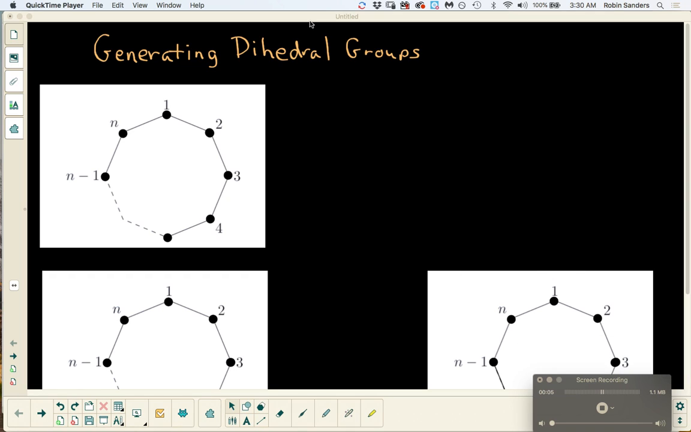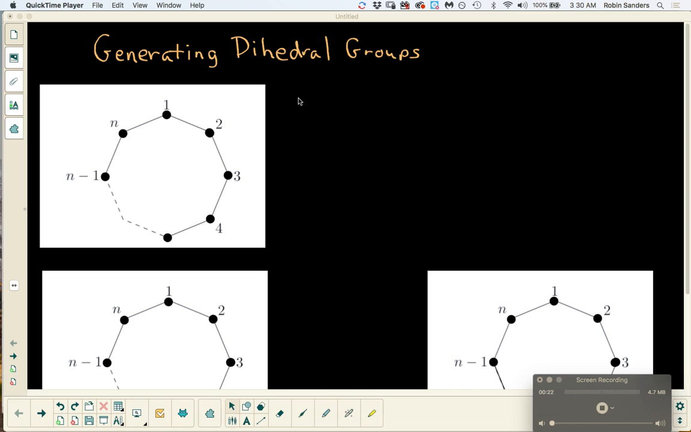In this particular recording, we're going to be looking at how to generate the dihedral groups with certain permutations. We do need to remember a few things from the previous recording, and so let me get that set up.